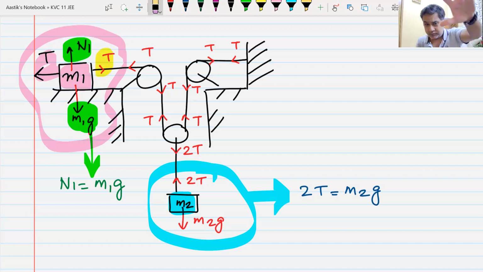Do you understand how to do problems on equilibrium? Yes, sir. I have sent you the sheet. There will be questions on equilibrium on the sheet. Please try them.